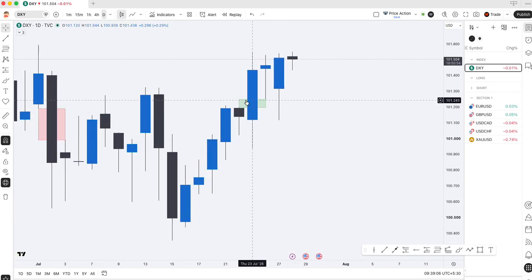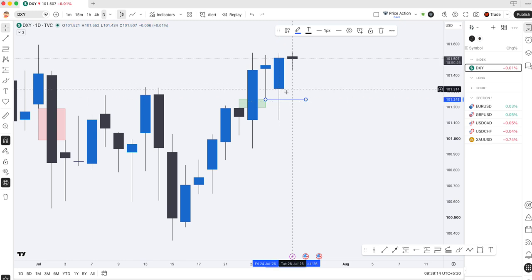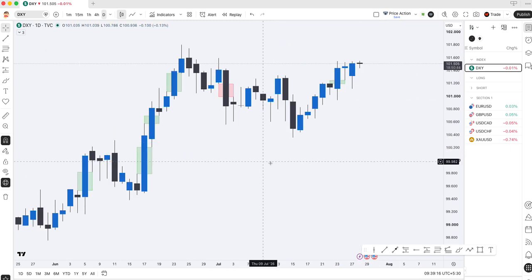So let's start off with dollar index. As I said yesterday, we have an FVG. We get the sweep of previous day, and I was expecting price to go to the upside, and the same happened.